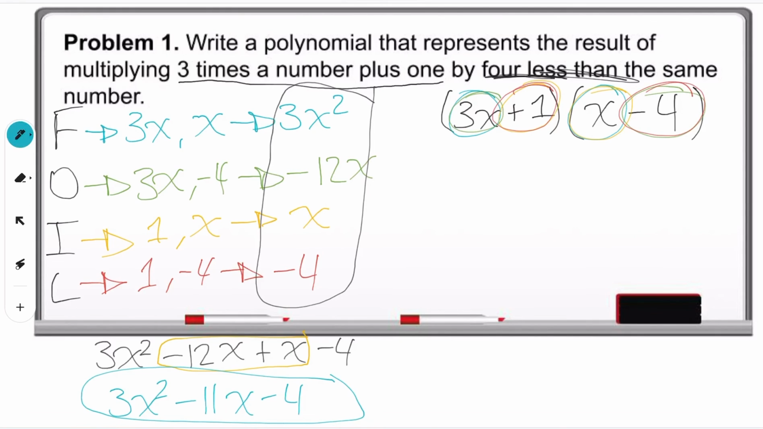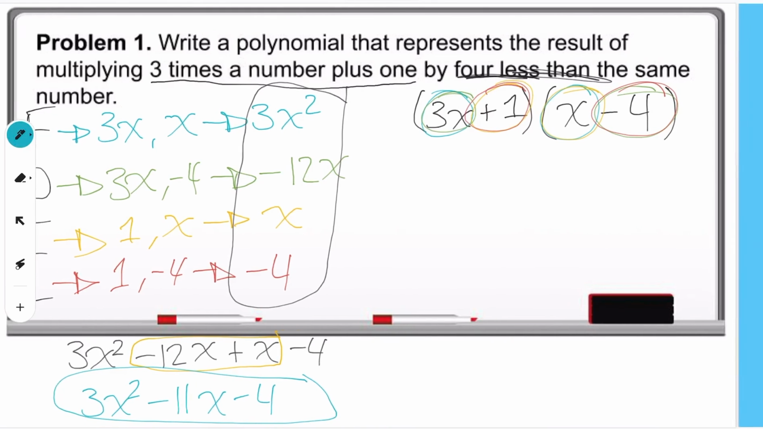Therefore, when we multiply 3 times the number plus 1 by 4 less than the same number, we will get the polynomial 3x squared minus 11x minus 4.